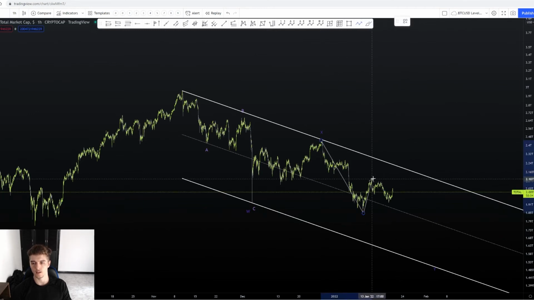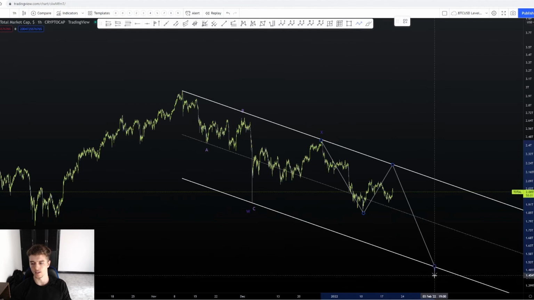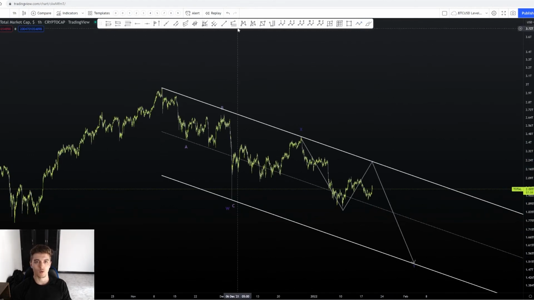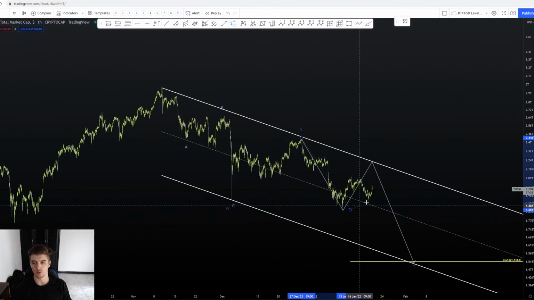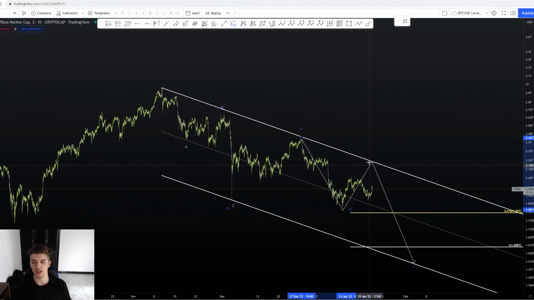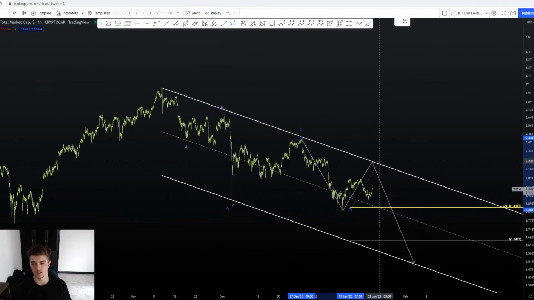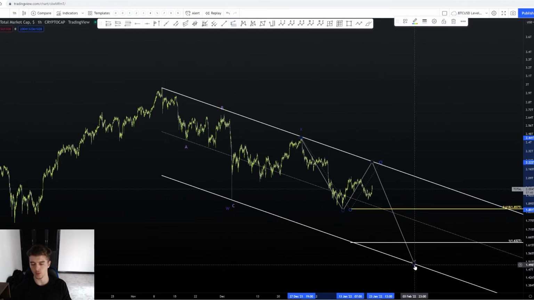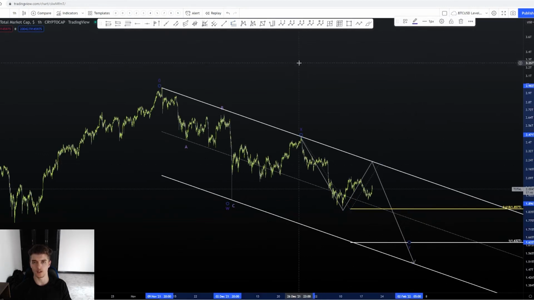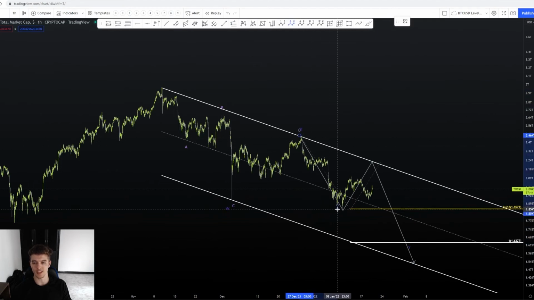A, B, C. Now what we'll be looking for is the 1-to-1 of this whole move right here. So if the top of wave B ends up coming in right here, then we'd be looking for this wave Y to end near the 1-to-1. Or in other words, this wave C of this zigzag to come in around here.